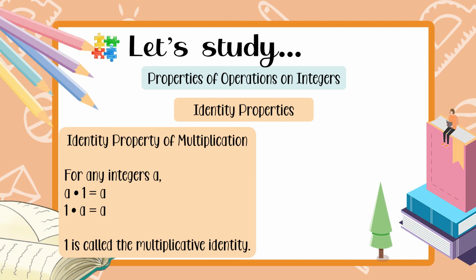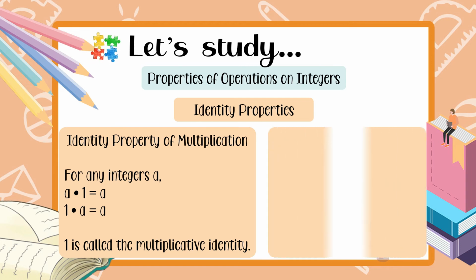So, kaya siya tinawag na multiplicative identity, again, kahit na anong number ang i-times mo sa 1, ang lalabas na number ay yung sarili niya. So, katulad nito, examples.